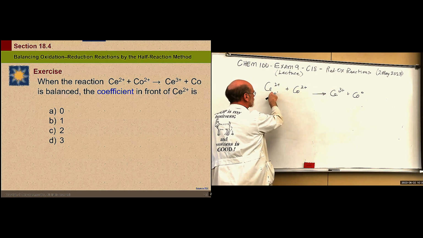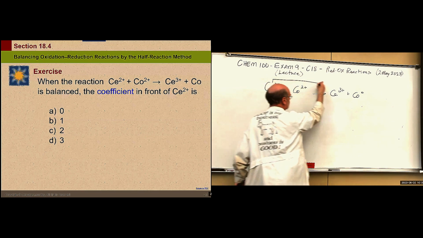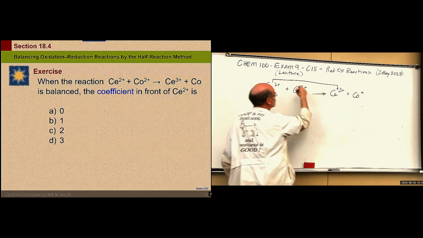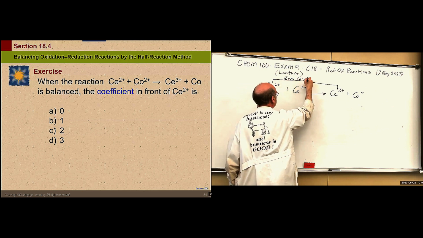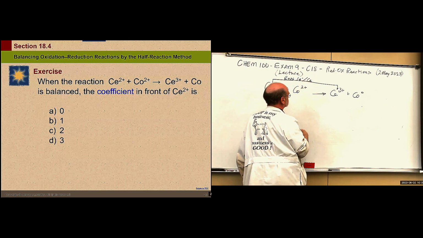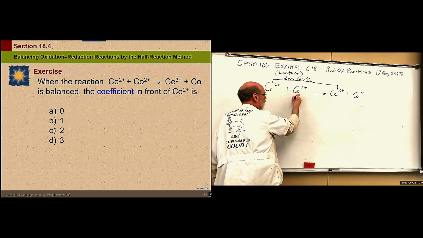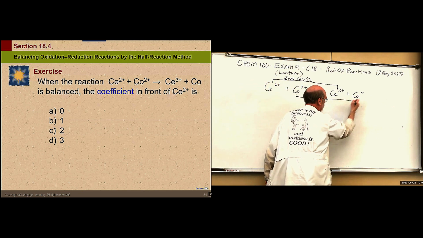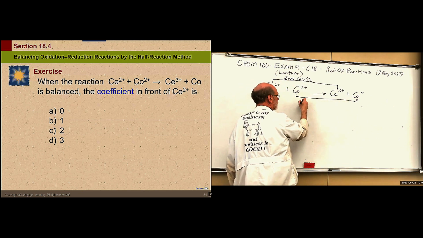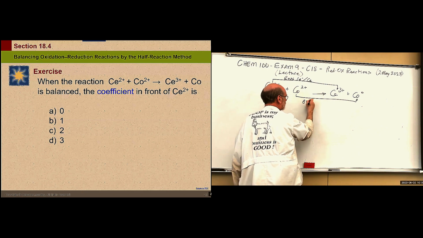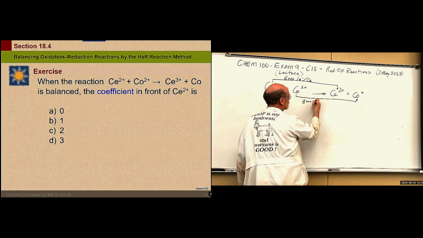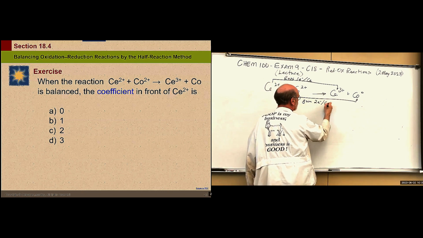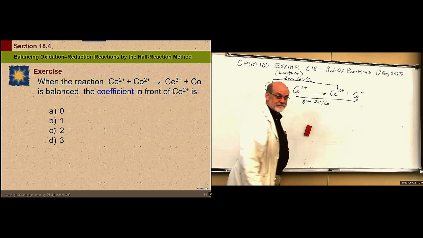So what happened to this cerium when it went from there to there? It had to lose an electron, right? Loss of one electron per cerium. Okay? Cobalt then went from here to here, and it was a gain of 2 electrons per cobalt. Okay?